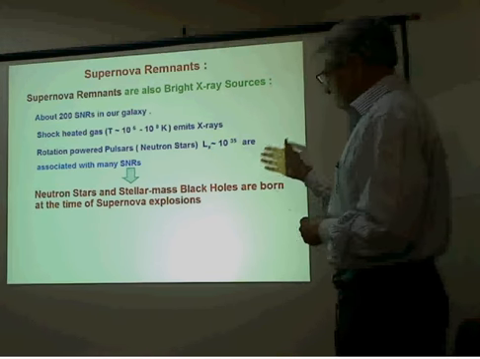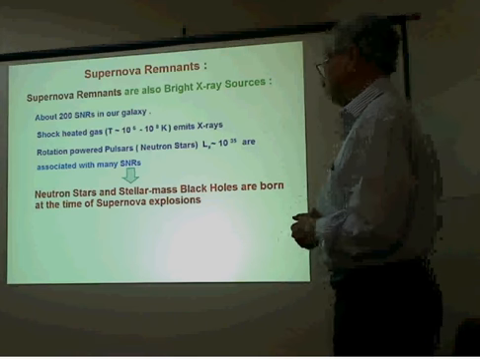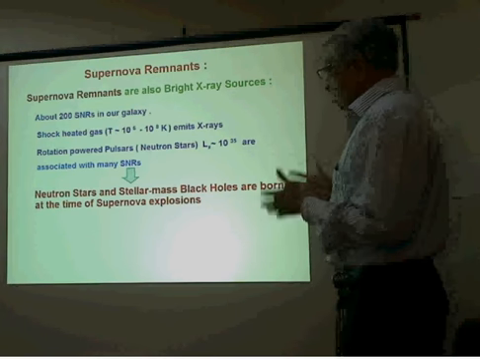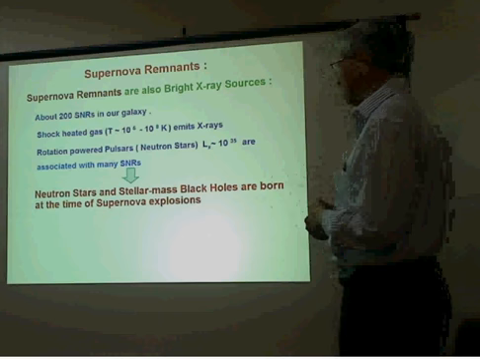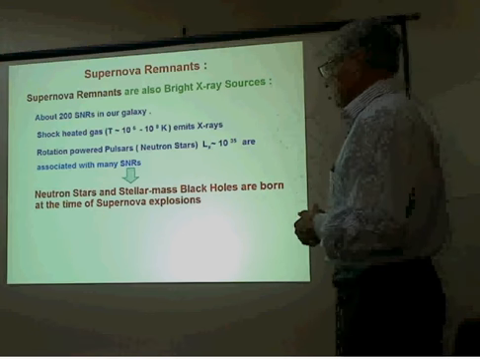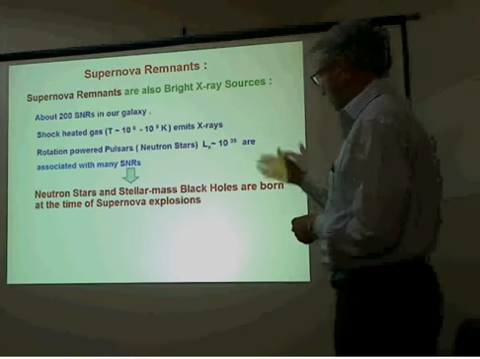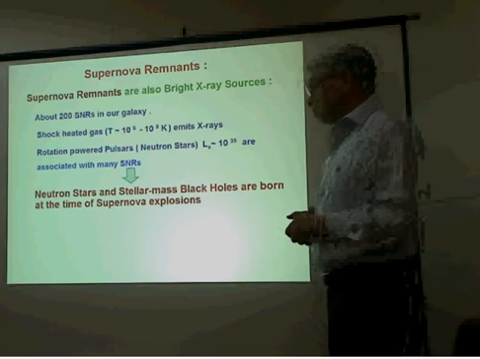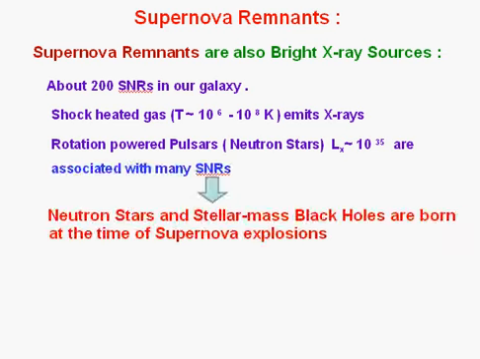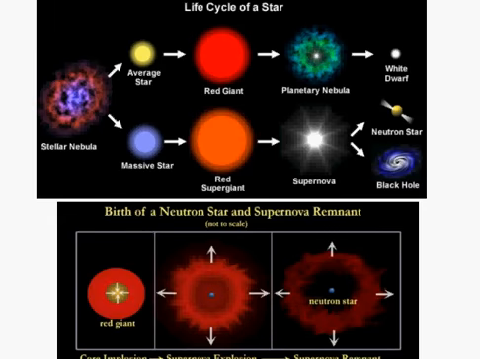So how do you know that the neutron stars are produced in supernovae? Because you find association of supernova remnants and neutron stars. In fact, more than a dozen such associations are known, most famous being Crab Nebula, Vela Pulsar, and so on. Many such sources are there in our galaxy, at least about 12 to 15 sources we know very well.